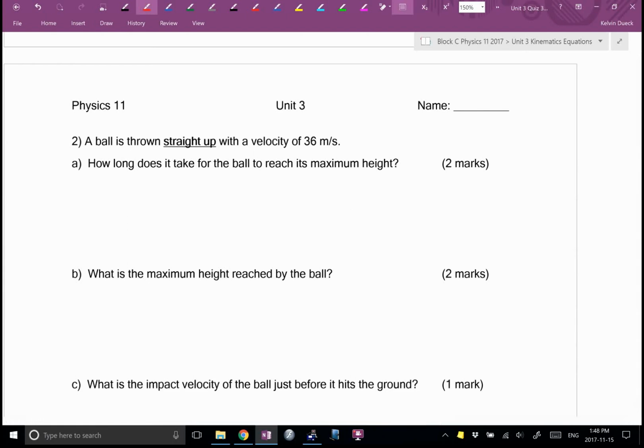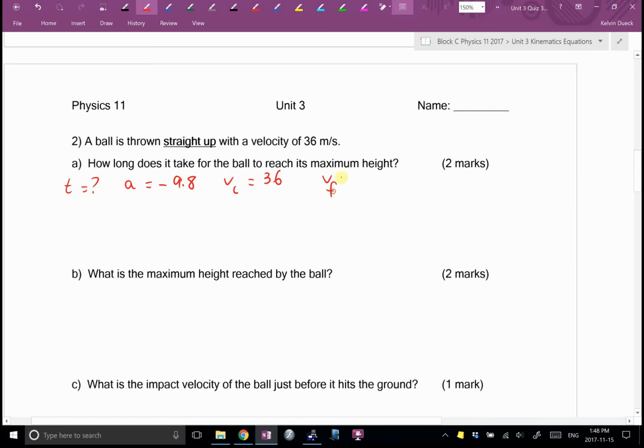Brian, what's A asking me to find? Yep. I'm in free fall even on the way up. So I'm slowing down while traveling up. That would be a negative acceleration. VI is 36, and now I run into a problem. I only have 2 things. I need 3. There must be something else that they expect me to reason my way towards. What else do I know?